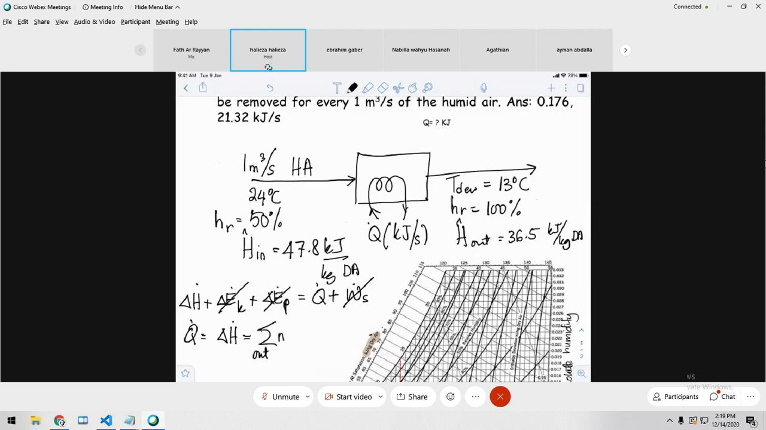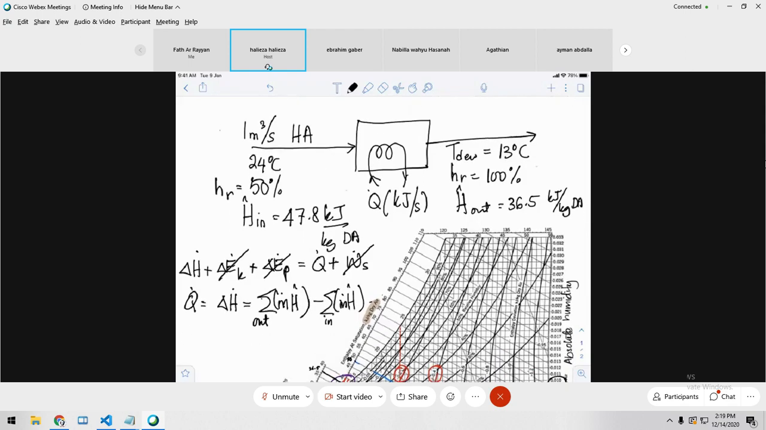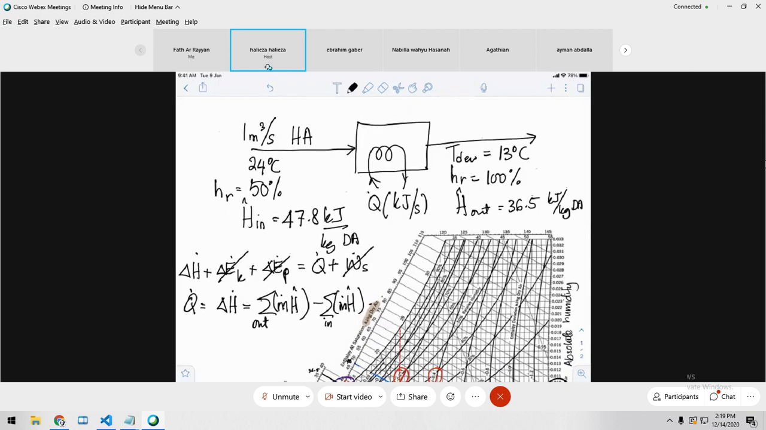We are using mass flow rate. We haven't calculated the mass yet. Minus in. We need to calculate the mass because the value given is in 1 cubic meter, so we need to get the mass. We managed to get enthalpies for in and out. We need to get the mass.